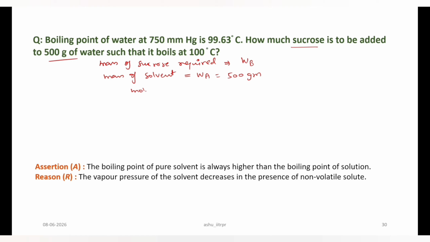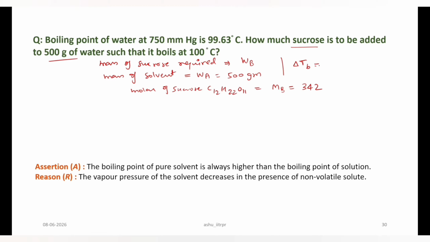So molar mass of sucrose, the formula of sucrose is C12H22O11. When we calculate this molar mass, MB would come out to be 342 gram per mole. Okay, and what else is given? The elevation we can calculate from here.